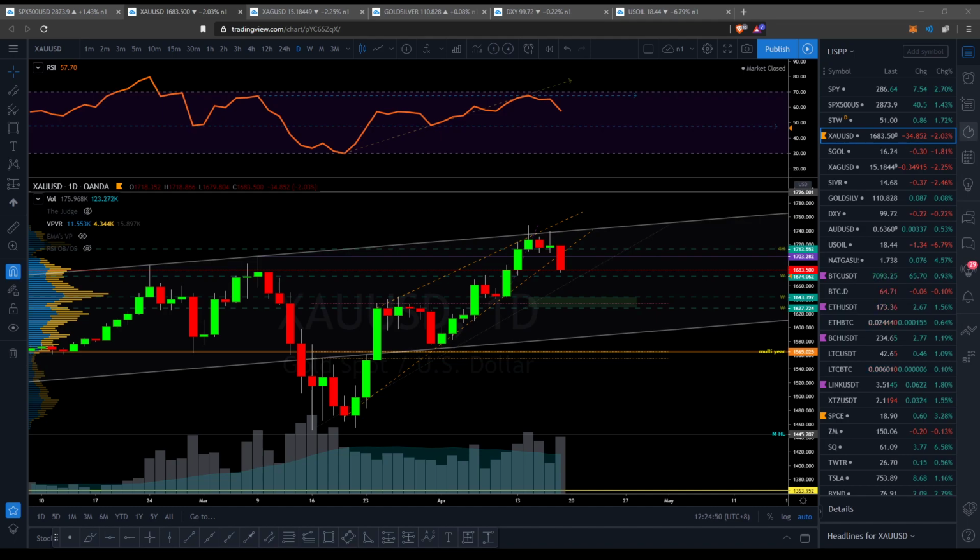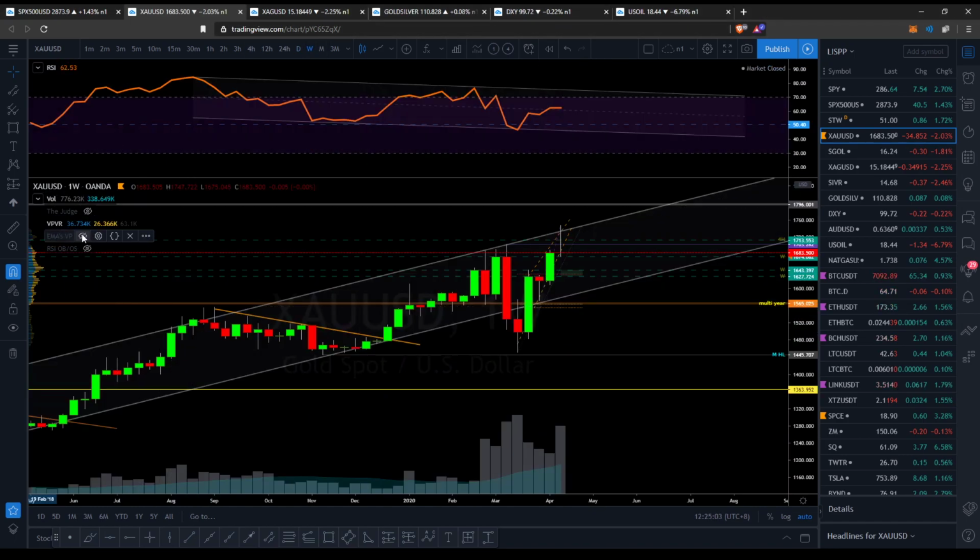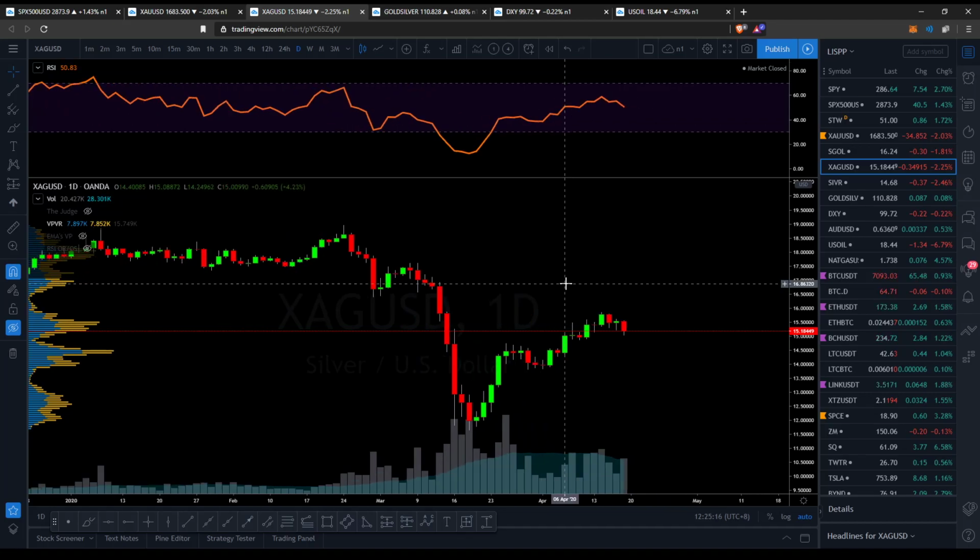But what I was saying is basically gold is looking good. If we retrace to this area here, I'm gonna be a buyer, and then I can stop out if we break below the weekly 21 EMA. So simple, and I want to hold it for a long time. Alright, gold. So let's have a look at silver.